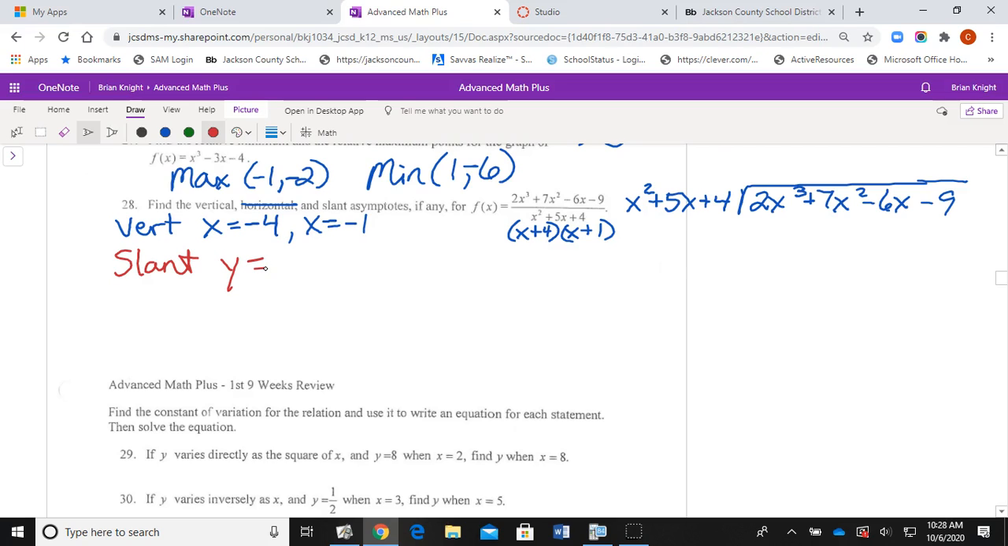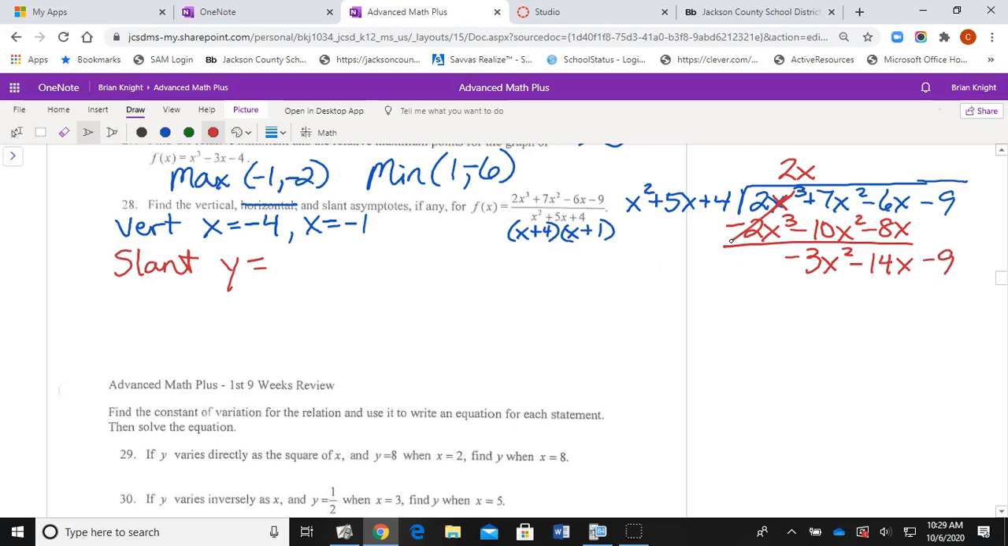Okay, so ask yourself, x squared times what gives you 2x to the third? And you should say 2x. So when you multiply these, you got to remember to put the opposite on the bottom. So 2x times x squared is 2x to the third, but I do negative 2x to the third. 2x times 5x is 10x squared, but I do negative 10x squared. And 2x times 4 is 8x, but I do negative 8x. And I add those up. So I get negative 3x squared, negative 14x, bring down the negative 9.